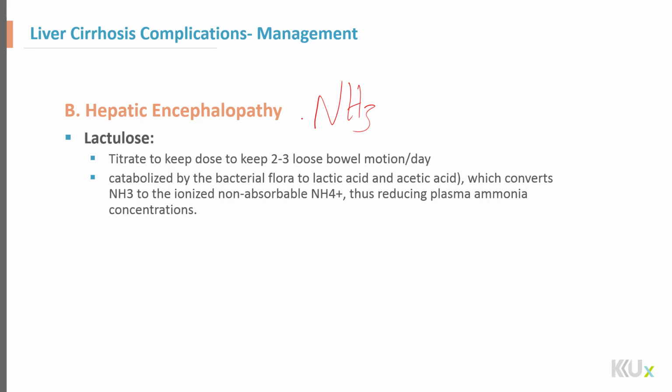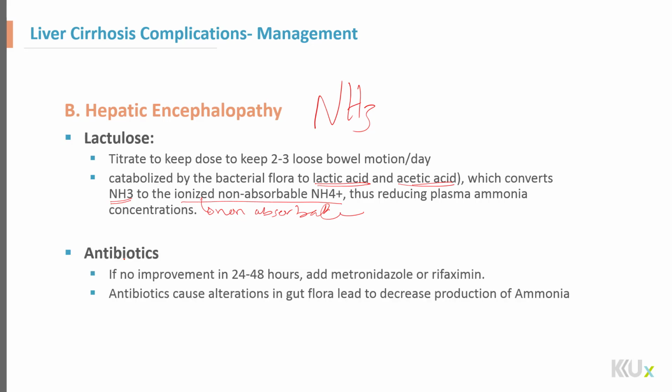Lactulose has two mechanisms. It is a laxative, and the other mechanism is it is catabolized by the bacterial flora to lactic acid, and lactic acid with acetic acid can convert the ammonia from the unionized form to ionized non-absorbable ammonium, and this reduces the plasma ammonia concentration. The ammonium, which is ionized and non-absorbable, will not reach the blood flow.